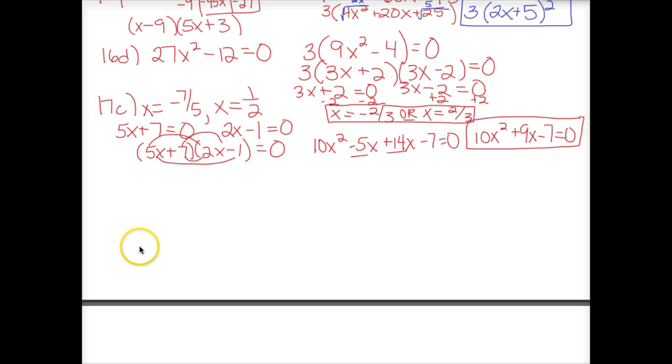All right, next we went to quadratic inequalities. So I'm going to look at number 23 and going to look at part b. So 3x squared minus 7x minus 6 is greater than 0.